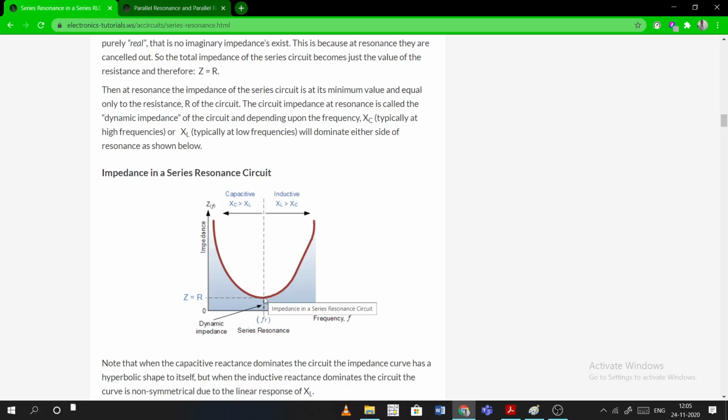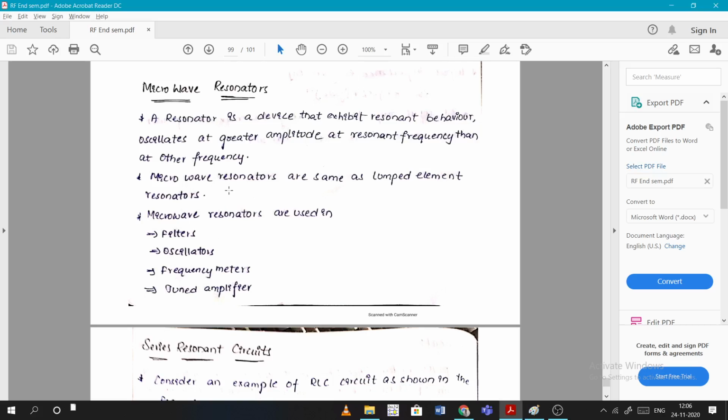So at one point both XC and XL will be equal. At a particular frequency both XC and XL will be equal. That frequency is called the resonance frequency. As this circuit is in series, it is called series resonance. The same way for parallel also. So microwave resonators are the same as lumped element resonators. Lumped elements like resistor, capacitor and inductor obey Ohm's law and all. Microwave resonators are used in filters, oscillators, frequency meters and tuned amplifiers.